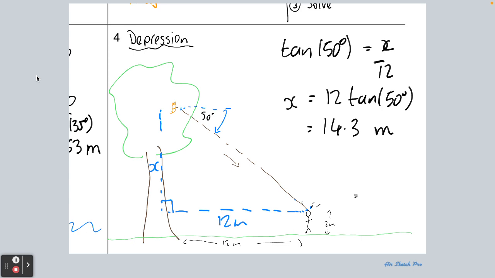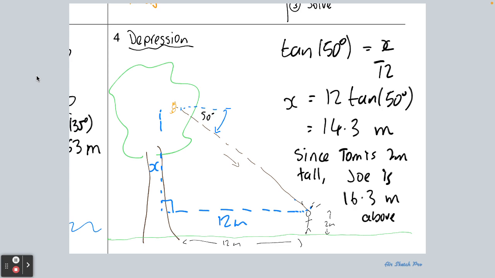But let's just imagine, I don't know how close this is to accuracy, Tom, that Tom is 2 meters tall. We have to add in the 2 meters to the height that we worked out with x in order to get the actual height. It's going to be really hard to put this in nicely, but since Tom is 2 meters tall, Joe is 16.3 meters above ground, or something like that.